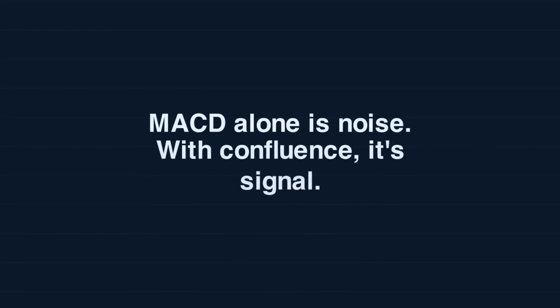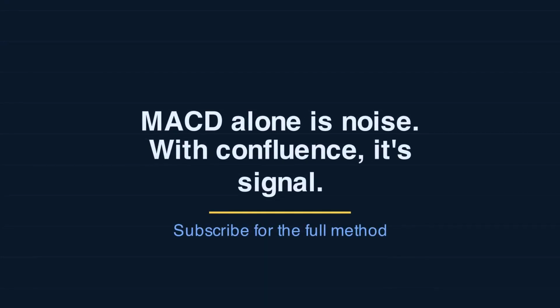So MACD measures momentum change, not direction. In strong trends, it whipsaws on every pullback. Filter with RSI 50 and only take crosses in the dominant direction. You'll take fewer trades, but the ones that fire will actually hold. The pattern repeats across every oscillator. Single indicator signals are noise. Confluence is signal.